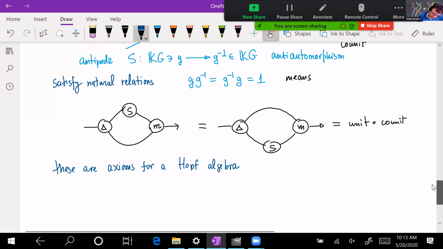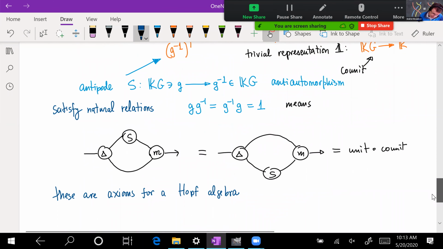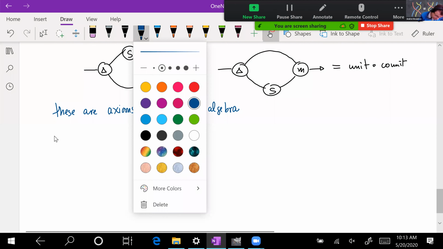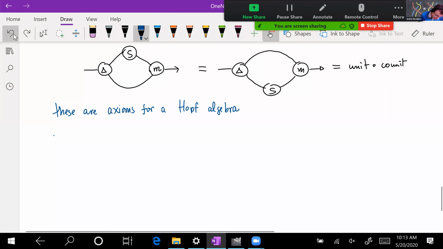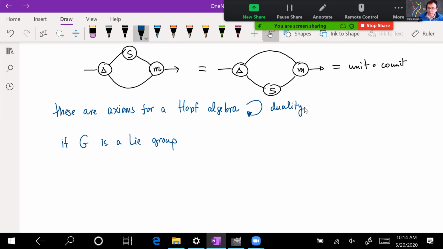And so this was with a finite group. Now, if G is a Lie group, right? Sorry, I forgot to say, the set of axioms is self-dual. So there's a duality. Duality reverses arrows. And then for every Hopf algebra, there's a dual Hopf algebra.